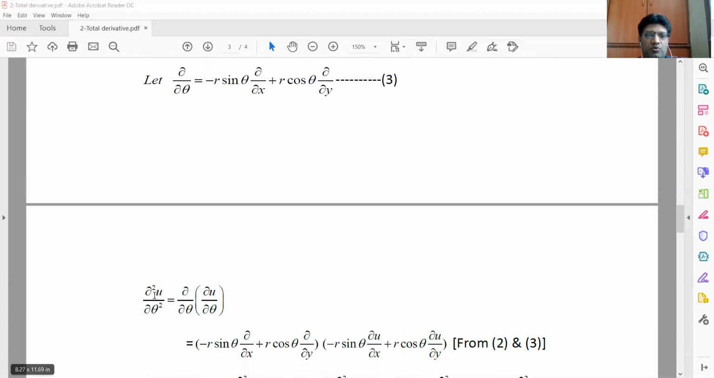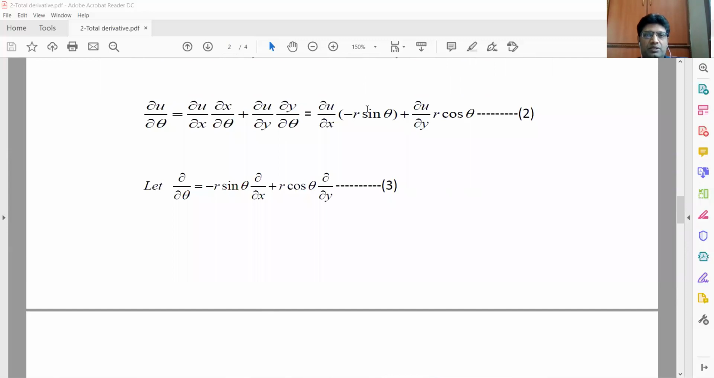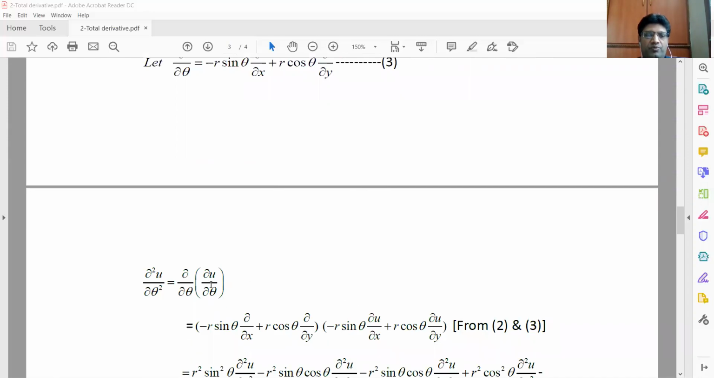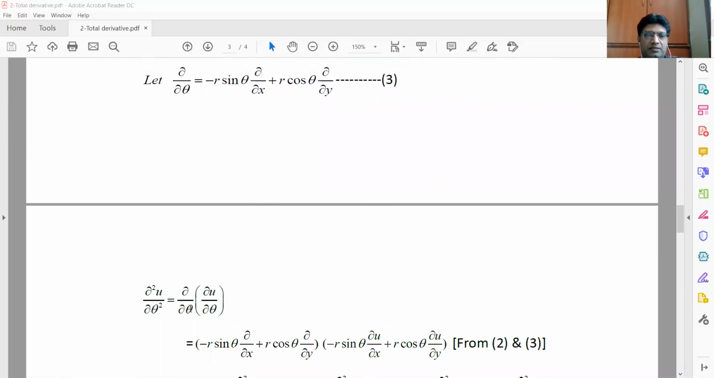Now I want ∂²u/∂θ². This I can write as ∂/∂θ of ∂u/∂θ. So ∂u/∂θ we already know. This entire thing I have to partially differentiate with respect to θ. So ∂u/∂θ is written here. What is ∂/∂θ from 3? This one, minus r sin θ.